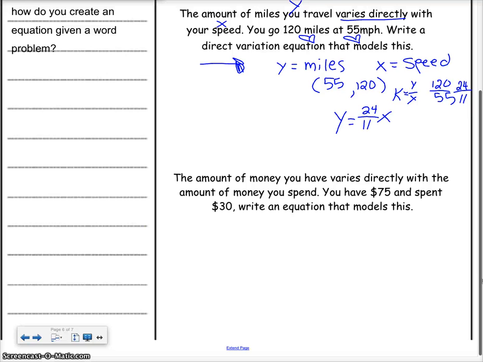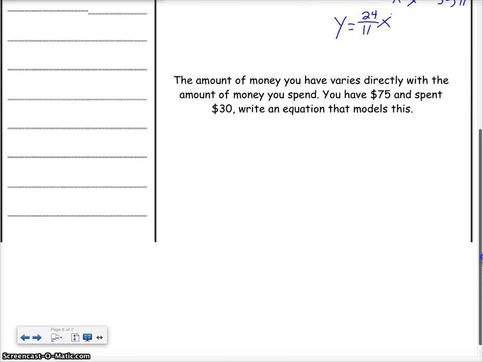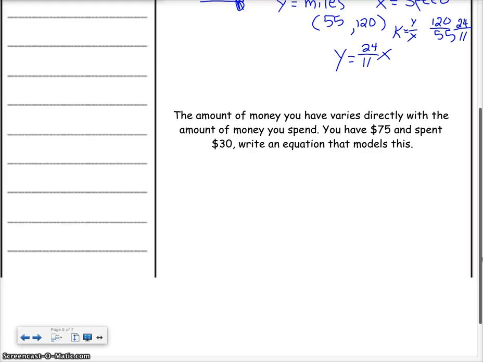Okay, next one. The amount of money you have varies directly with the amount you spend. You have 75 and you spend 30. Write an equation for this. I see varies directly. I go back to my sentence. Y varies directly with X. I go back to that. So whatever is before varies directly is my Y. Whatever is after is my X.